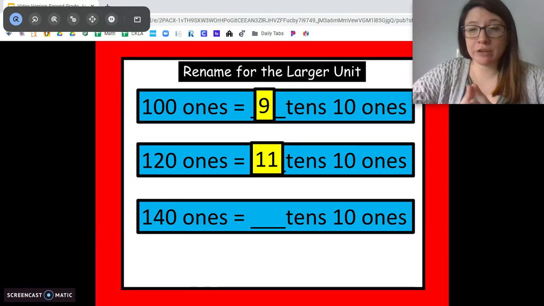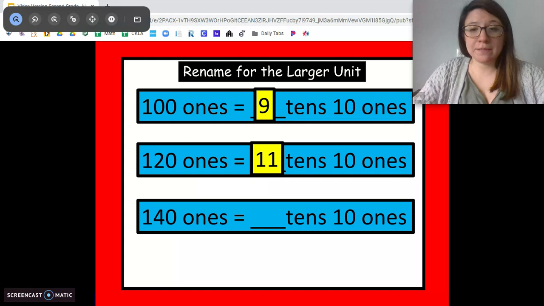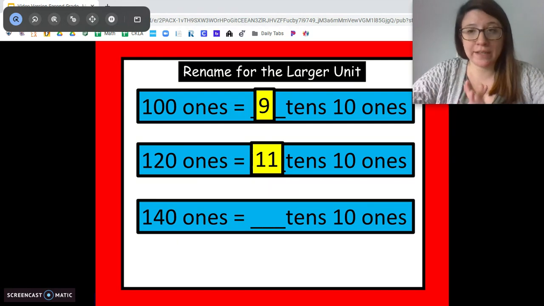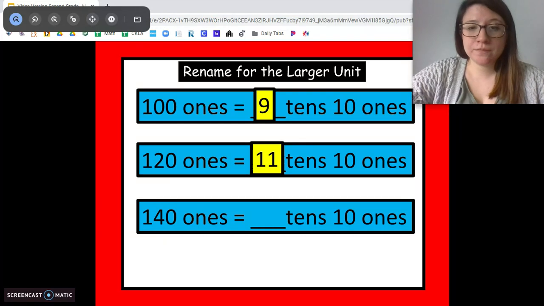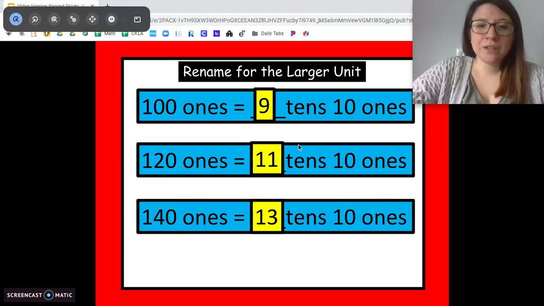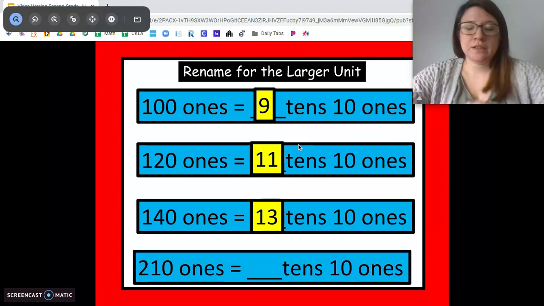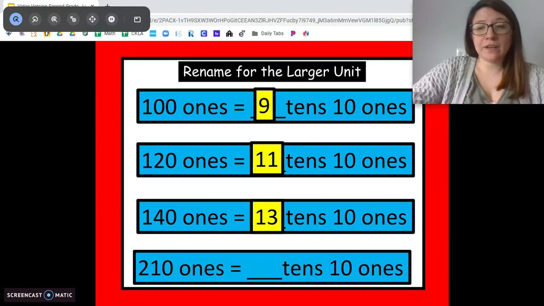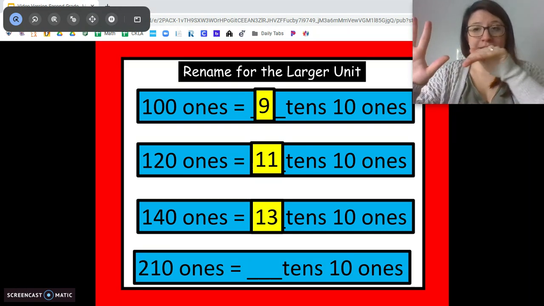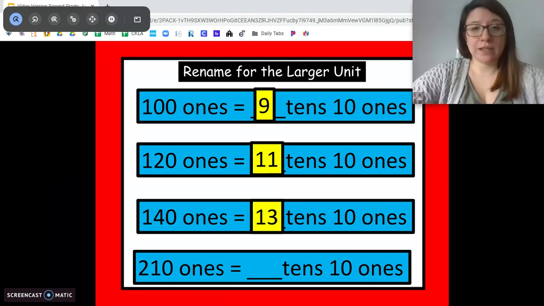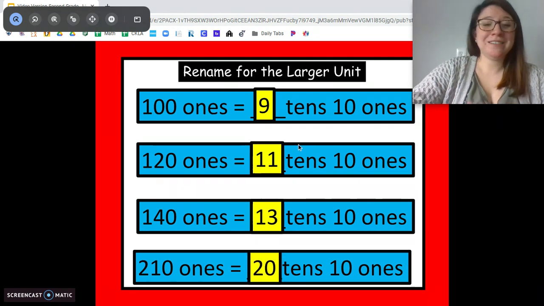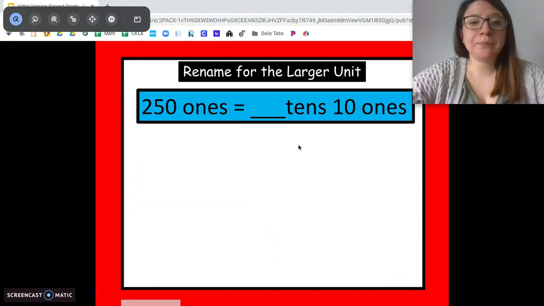Same thing here, giving you 140 ones, and then on the other side, I'm taking out 10 ones. How many 10s would we need to make those two sides of the equation equal each other? Good, 13 10s. This one's a little bit trickier, but same idea. I'm giving you 210 ones. 10 ones on this side. How many 10s do we need to make these two sides of the equation equal each other? Good, 20 10s.